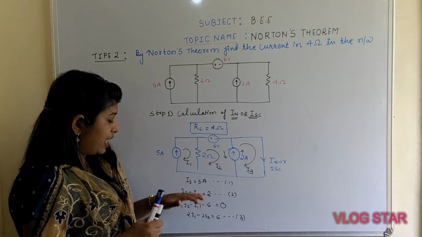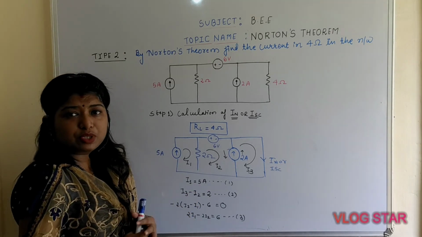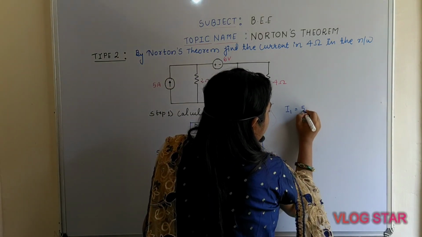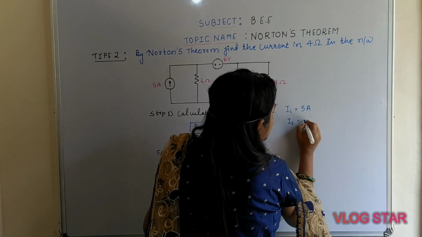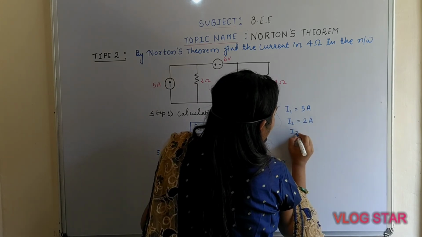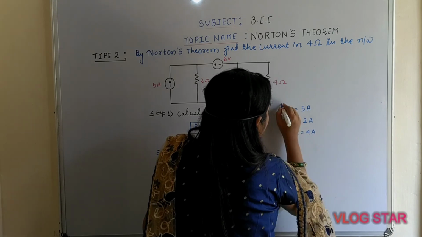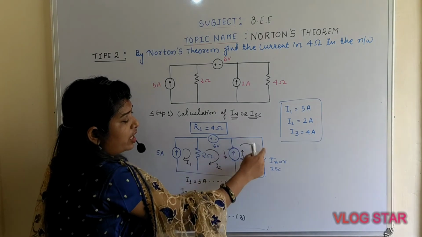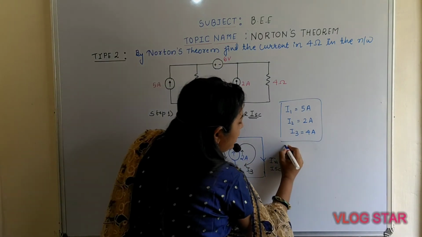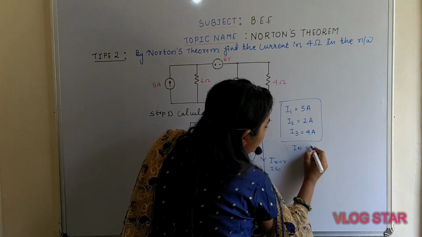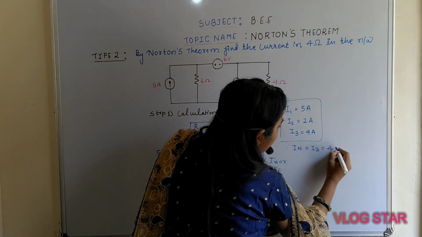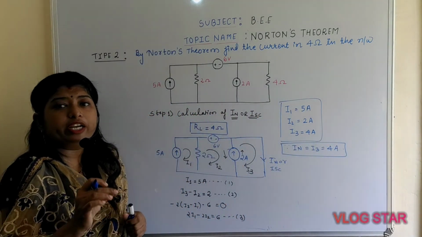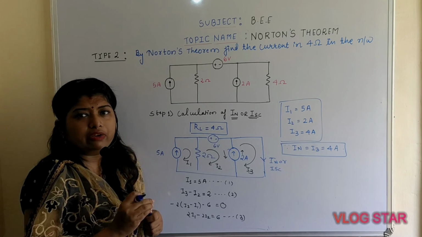How are you going to calculate I1, I2, I3? Simply you need to substitute inside the calculator. You will be getting I1 is equal to 5 ampere. You need to check whether you are getting the same answer or not. I2 is equal to 2 ampere and I3 is equal to 4 ampere. So what is your IN value? As you can observe here, the current flowing through this path is I3. Therefore, IN is equal to I3 is equal to 4 ampere. I hope you have understood how to calculate short circuit current or Norton equivalent current.